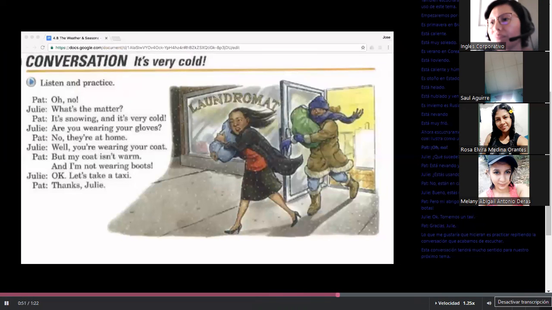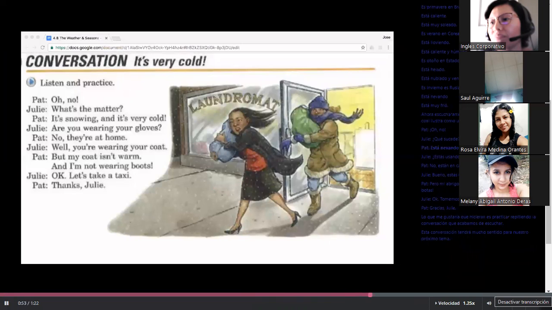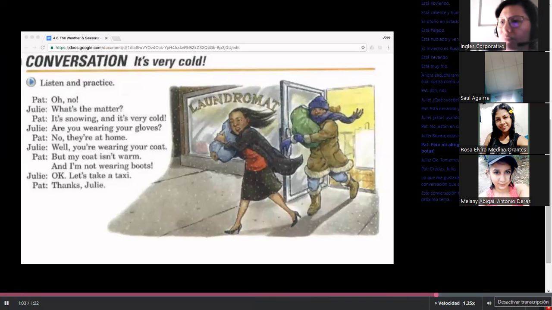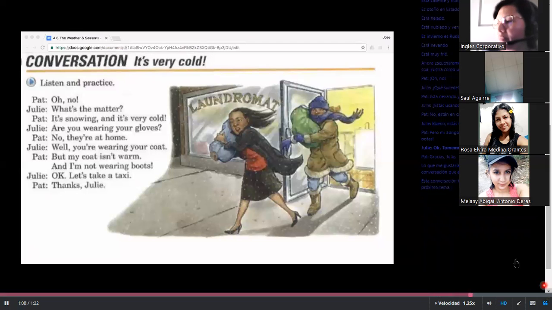Oh no. What's the matter? It's snowing and it's very cold. Are you wearing your gloves? No, they're at home. Well, you're wearing your coat. But my coat isn't warm and I'm not wearing boots. Okay, let's take a taxi.